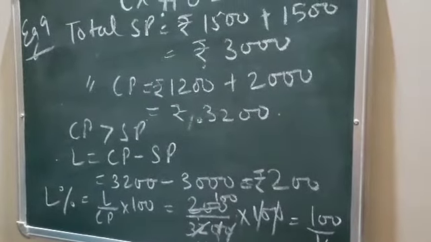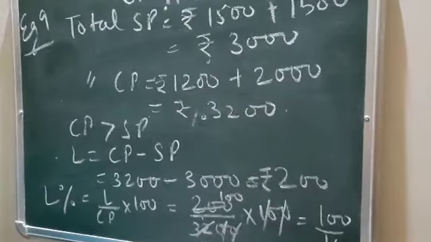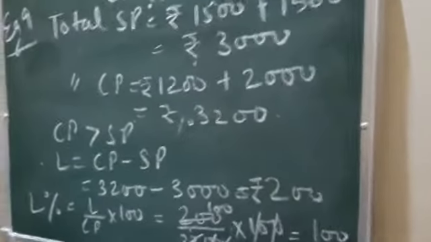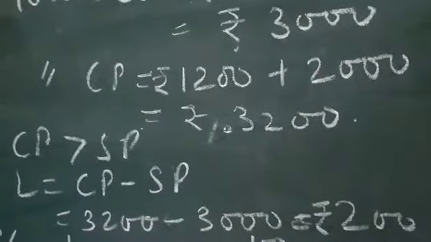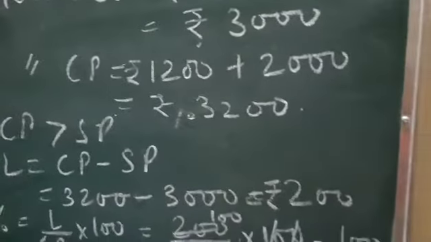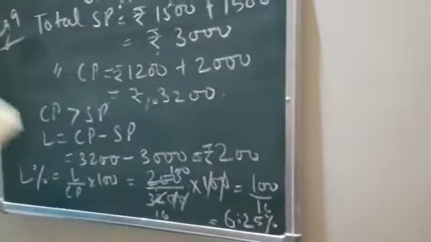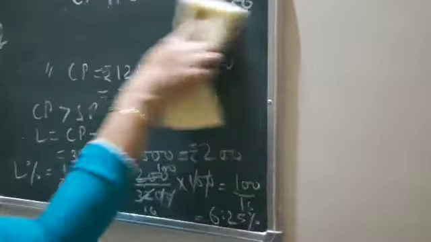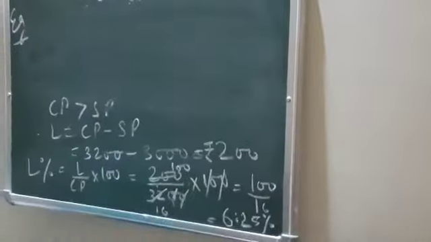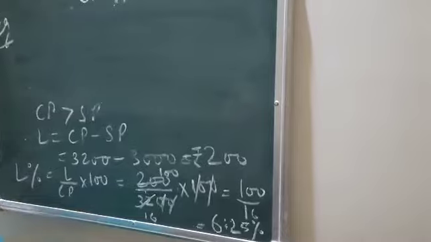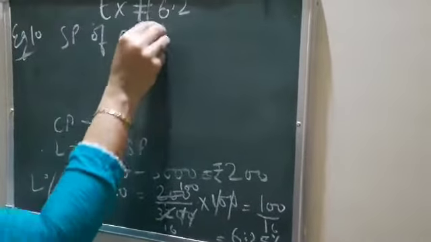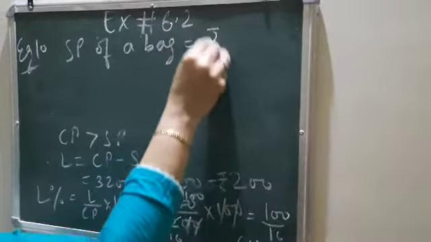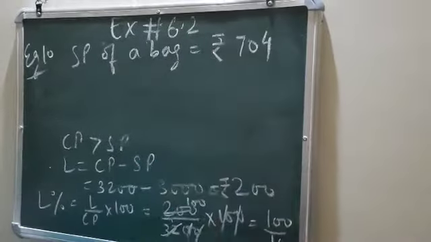Let's move to example number 10. Example number 10 is on selling a bag for rupees 704. A shopkeeper suffers a loss of 12%. Now he has sold a bag. Shopkeeper has sold a bag for rupees 704. So what is given? SP of bag is given. Sold means SP. It is rupees 704.